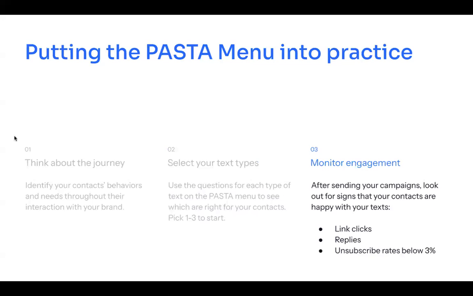And then, of course, monitor engagement. So if you do decide to send it out to everybody, make sure you're looking at link clicks and replies. Not only are you getting replies, but are they positive? Or are they, please stop texting me? Or, hey, why did you send me that? I never signed up for that kind of thing. You want to make sure that you match their expectations for why they signed up in the first place. And then also keep an eye on your unsubscribe rates. We recommend unsubscribe rates at or below 3%. The lower, the better, of course.